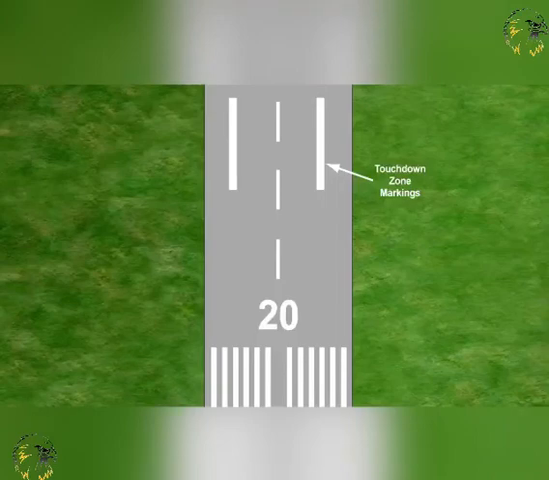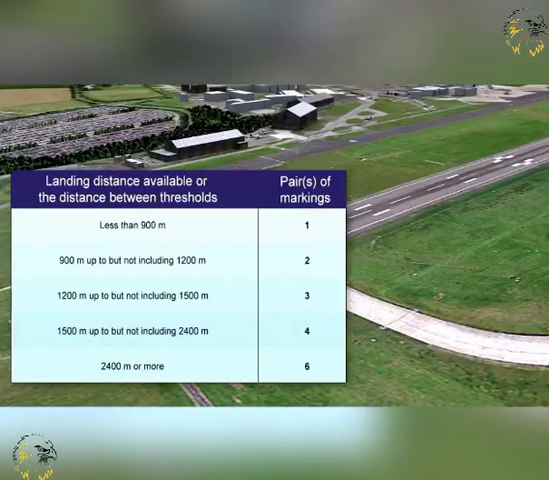Touchdown zone markings are to be provided on code 2, 3 and 4 paved precision approach runways. They will consist of pairs of rectangular markings symmetrically placed about the runway centreline, with the number of pairs relating to the landing distance available. The table shown here shows the number of pairs of touchdown zone markers that are applied to differing lengths of runway.